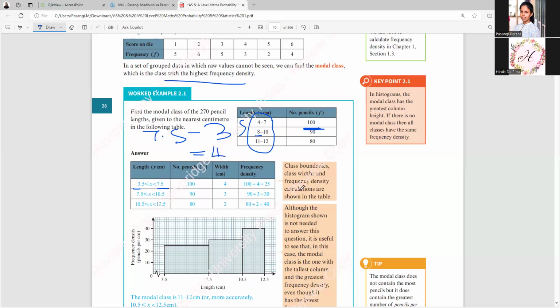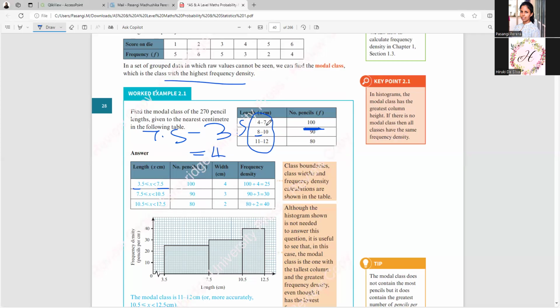Then 100 divided by 4, that is 25. 90 divided by 3, that is 30. And 80 divided by 2, that is 40. We do this. Why? See, the classes are not with the same width.